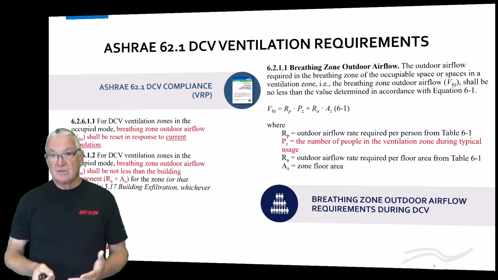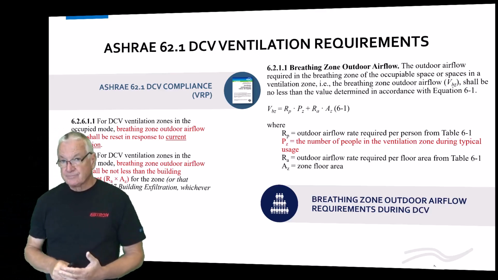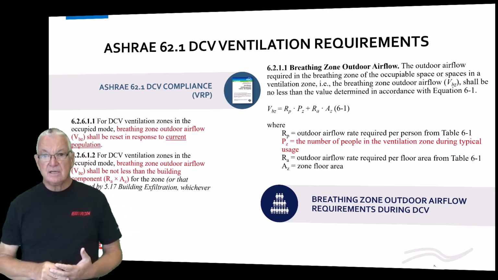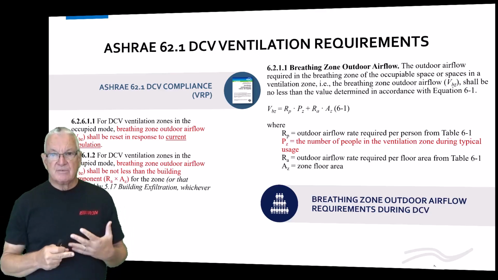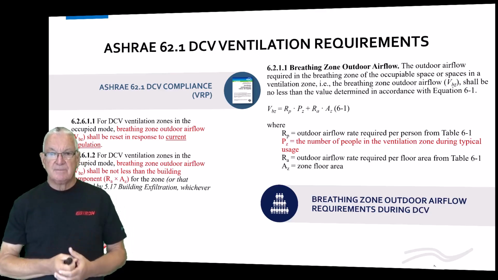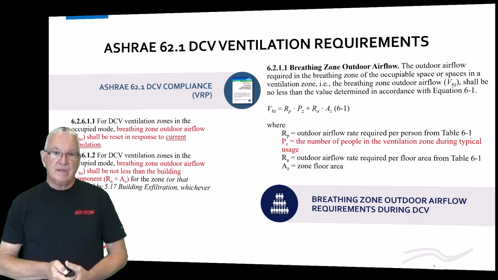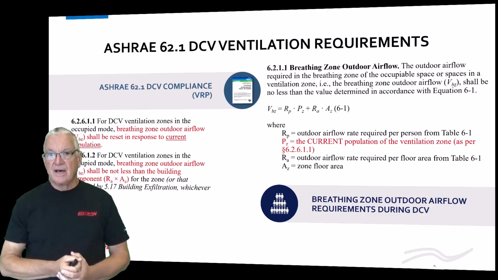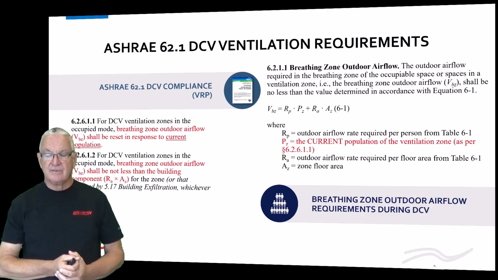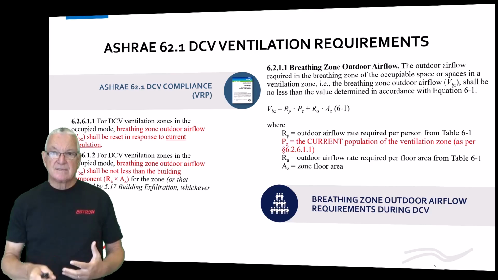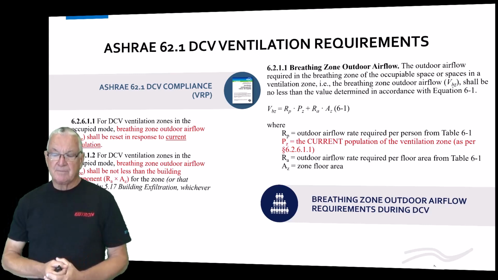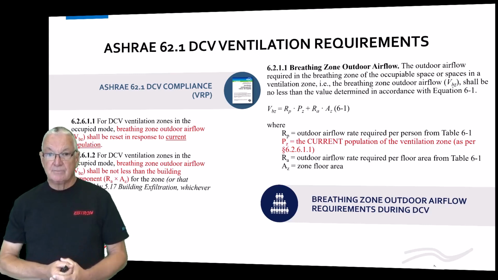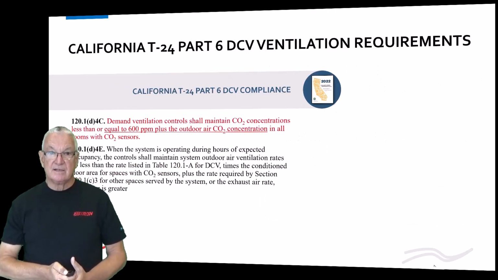Now, breathing zone outdoor airflow on the right there. Normally when you use Standard 62, you're looking at the number of people in the ventilation zone during typical usage, but because of this requirement now for the actual current population, you really need to pull that out and put in the current population of the ventilation zone. It kind of makes Standard 62 into an operational standard when we're talking about DCV.